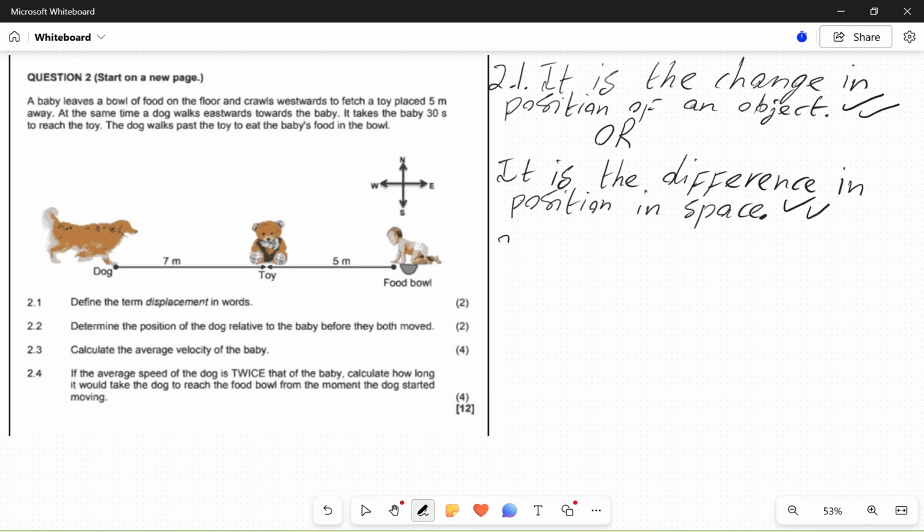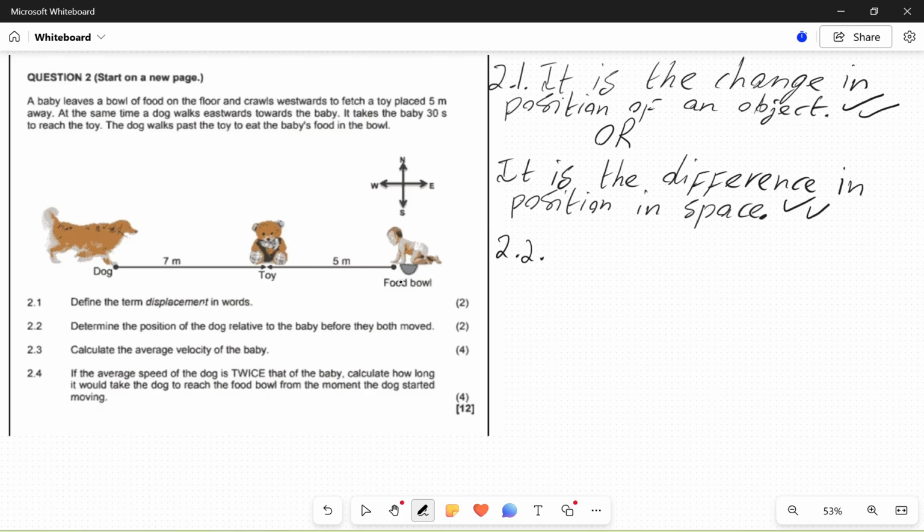Now let's move on to 2.2. For 2.2, they say determine the position of the dog relative to the baby before they both moved. So if they say we have to determine the position of the dog relative to the baby, it means that the baby in this case is our frame of reference. So we want to find out where the dog is positioned if the baby is our frame of reference.